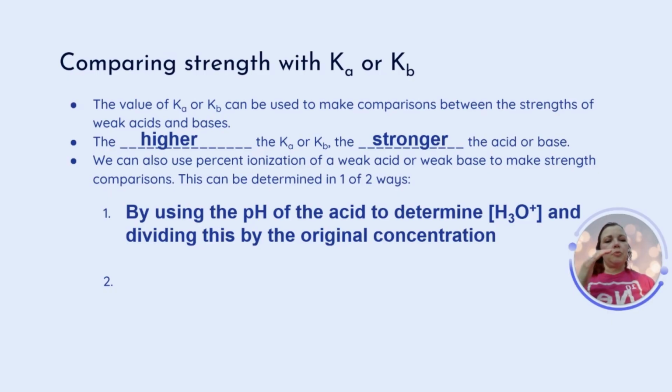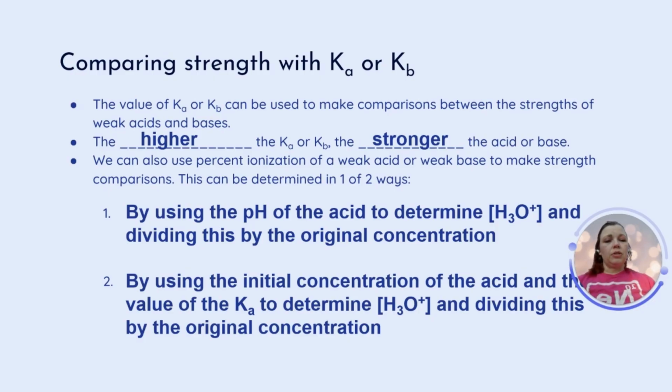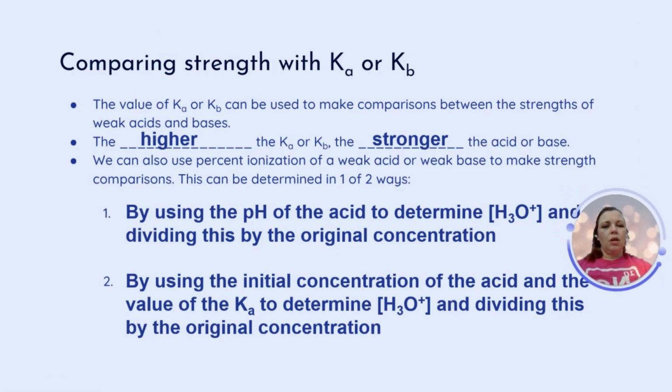So remember that a percent is a part over a whole. And so when you're doing the percent ionization, your part is the extent to which it ionizes, and the whole is the original concentration. So you have to figure out how much is produced in the ionization process. One way to do that is with pH. The other way to do that is to use the initial concentration of the acid and the value of the Ka. And to do that, you would have to do an ICE table. So you would do an ICE table, and then you would solve for x, and then you would take x and divide it by the original concentration to get your percent ionization.